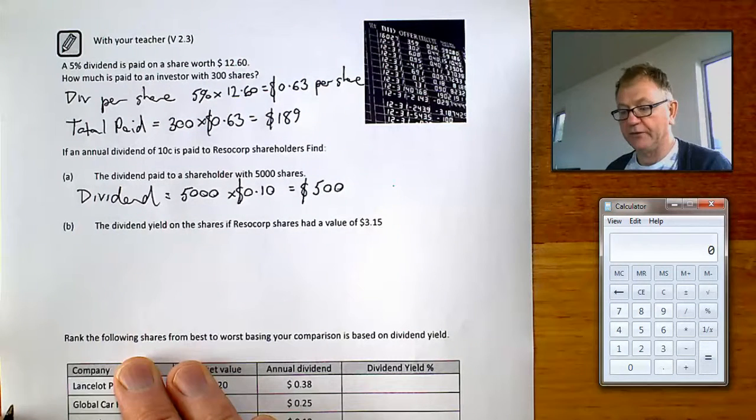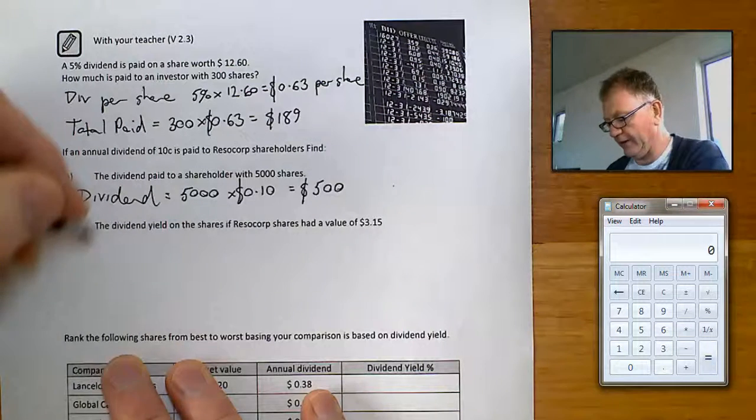Next thing that we're asked to do is work out a dividend yield. That's the first of these definitions that we meet. Now the dividend yield is the annual dividend per share divided by the market value of the share expressed as a percentage.